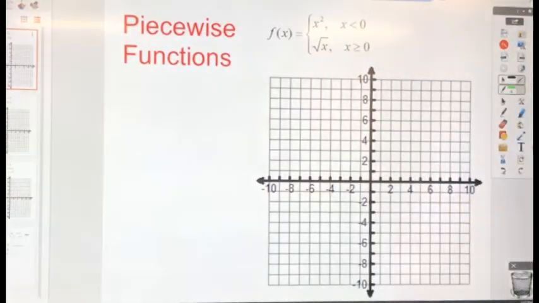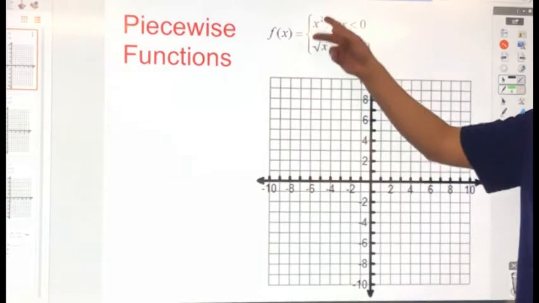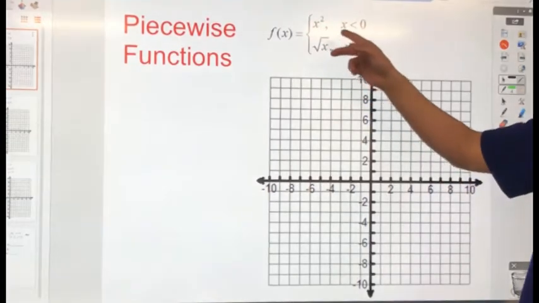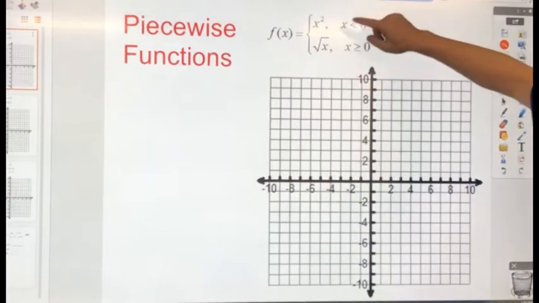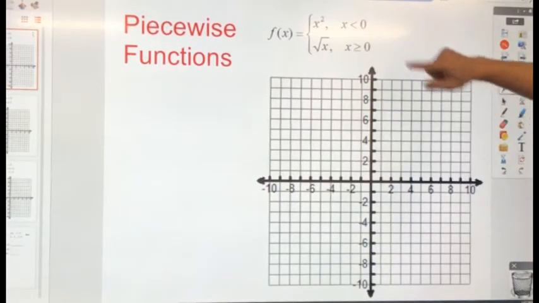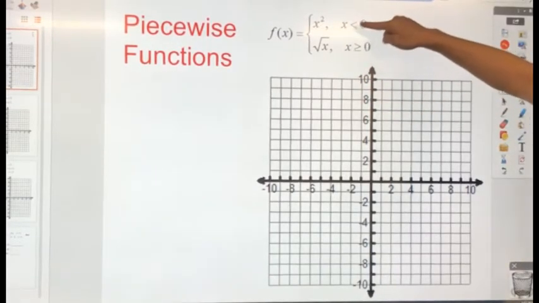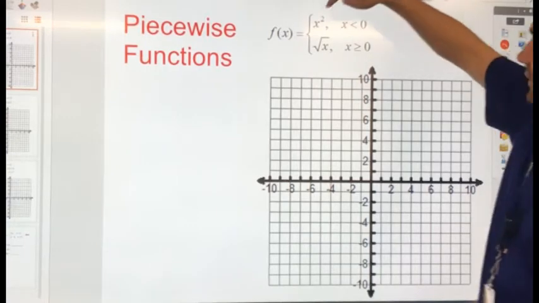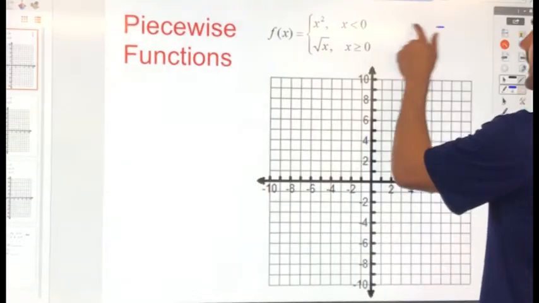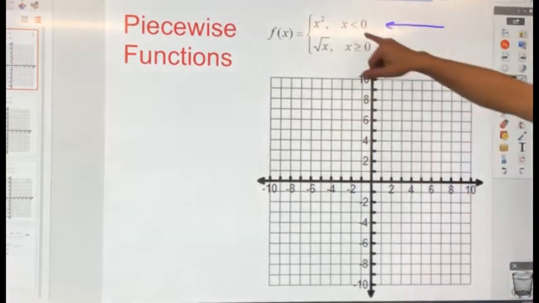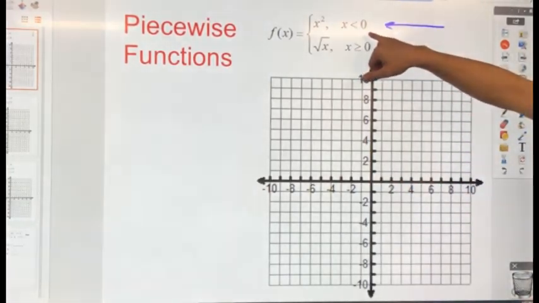First, let me explain what is a piecewise function. Well, it's a function that has other functions in it in pieces. So notice this example here. This piecewise function has two different functions, and I'm only taking pieces of those functions. I have my first function x squared, which is my quadratic, and I'm only concerned about the quadratic in values that are less than 0.